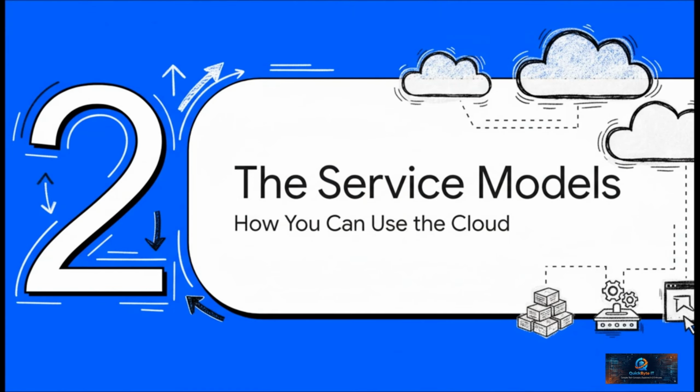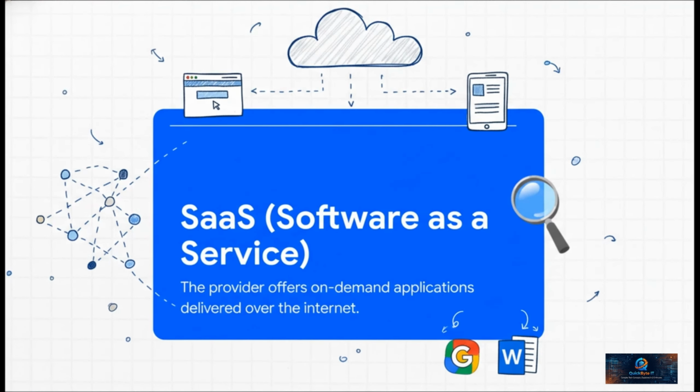Okay, so we've got a handle on what the cloud is. Let's switch gears and talk about the 3 main ways you can actually use it. These are what we call the service models. First up, you've got SaaS, which stands for Software as a Service. This is the one you almost certainly use every single day, probably without even thinking about it.